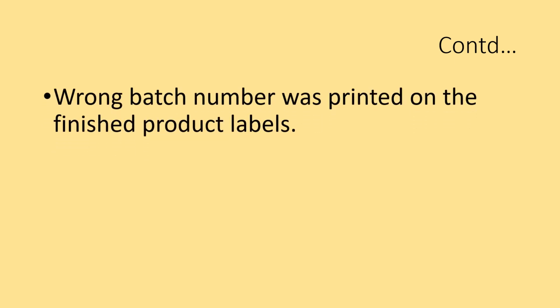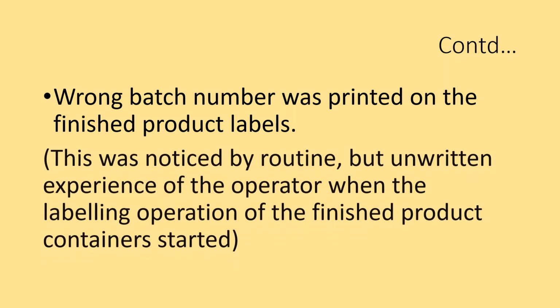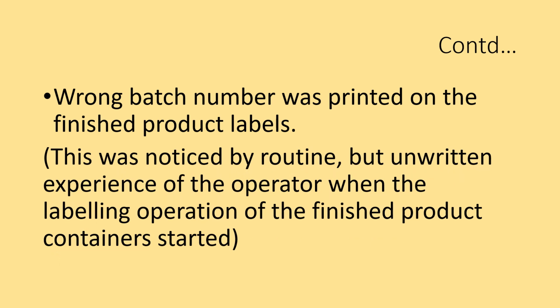Let us see yet another example. Wrong batch number was printed on the finished product labels. Some information regarding this deviation: this was noticed by routine but unwritten experience of the operator when the labeling operation of the finished product containers started. Wrong batch number was printed on the finished product labels. This is really a serious deviation. Let us accumulate all possibilities of failure.